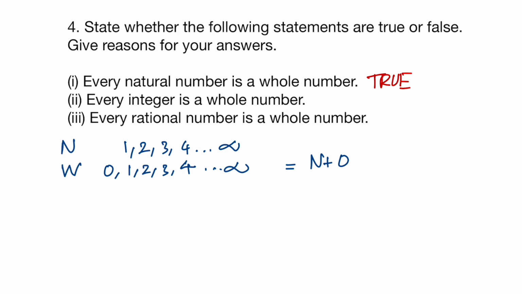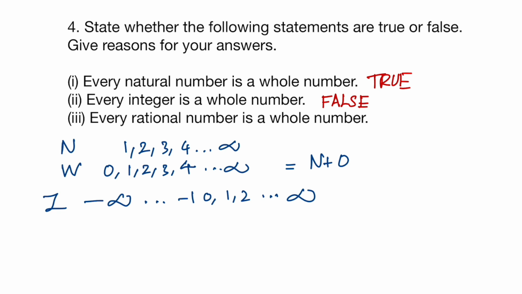Now we are moving to the second subdivision: every integer is a whole number. Is every integer a whole number? That is false. Why is that false? Integers include negative numbers as well. Integers start from negative infinity, minus 1, 0, 1, 2 and go up to positive infinity. Everything non-fractional, positive and negative, is an integer.